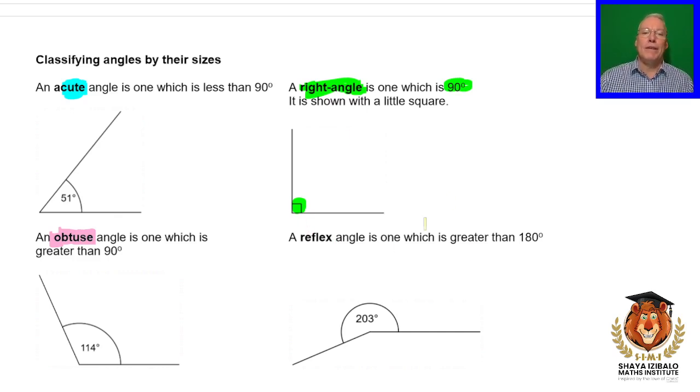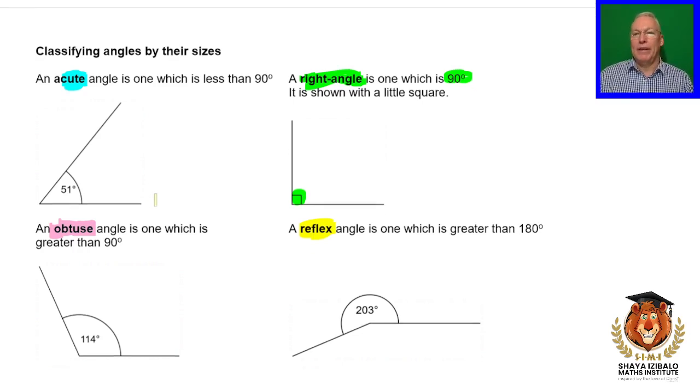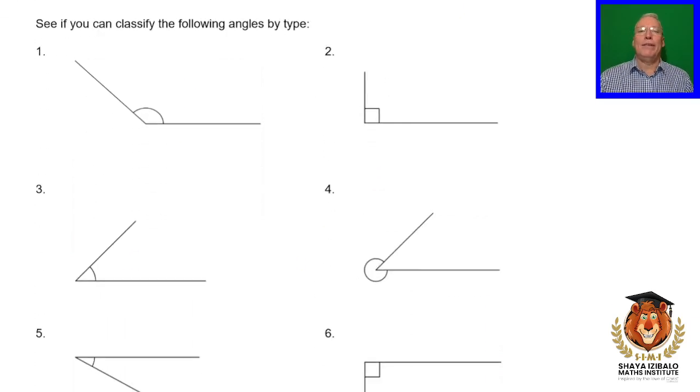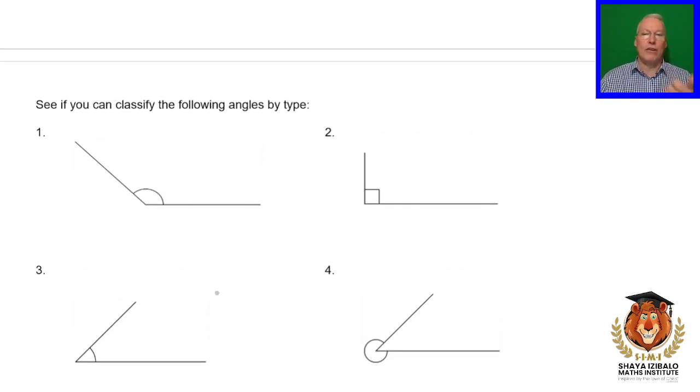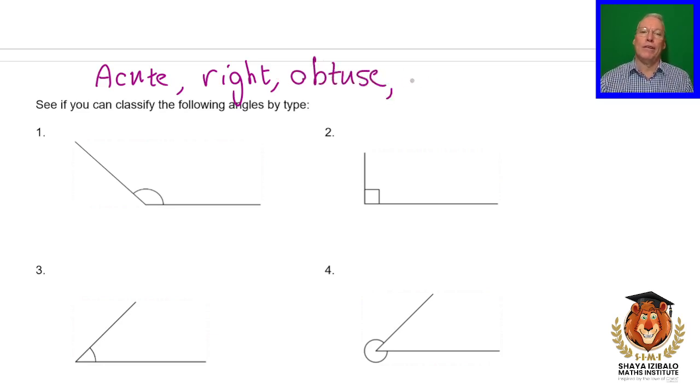So we've got these 4 terms that we need to be completely comfortable with: acute, right angle, obtuse, reflex, as they get bigger. Let's see if you can just pause the video and next to each angle write what it is. You're going to choose one of these 4 words. I'll write them at the top here again for you: acute, right, obtuse, and reflex. So just pause the video very quickly and write down which angle we've got.